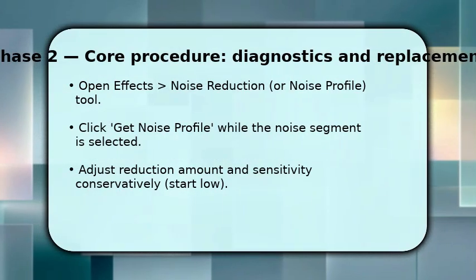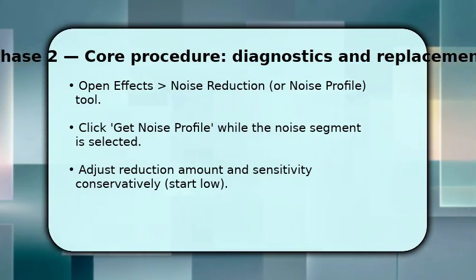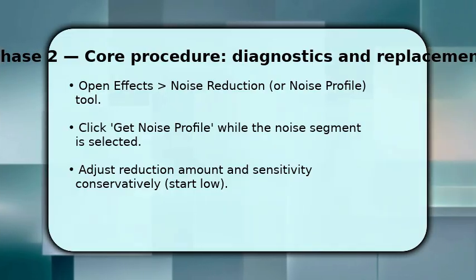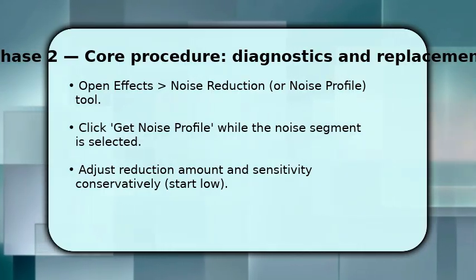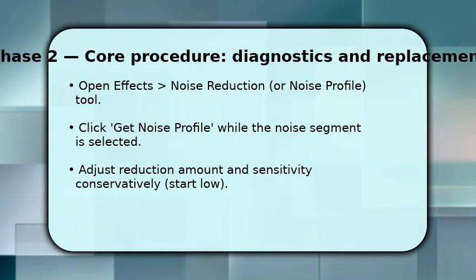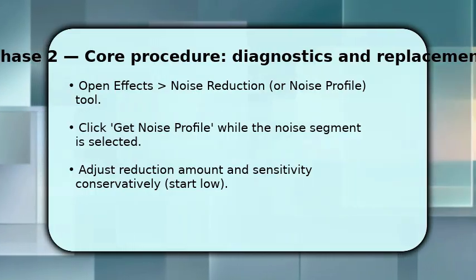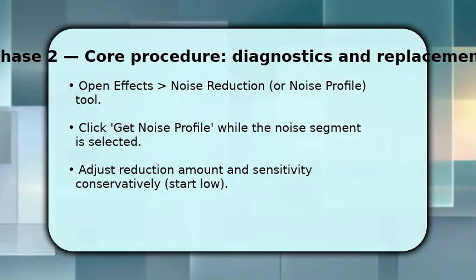With the noise segment selected, open Effects and choose Noise Reduction or Noise Profile so the app can analyze the unwanted sound. Click the button to capture the noise profile. This tells Lexis what to remove. Once captured, deselect and reopen the effect on the full clip.